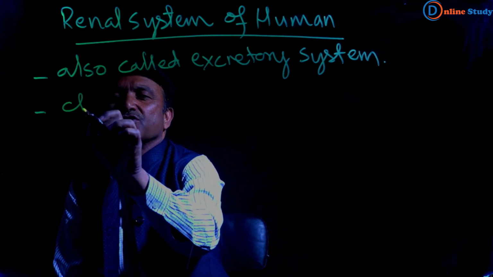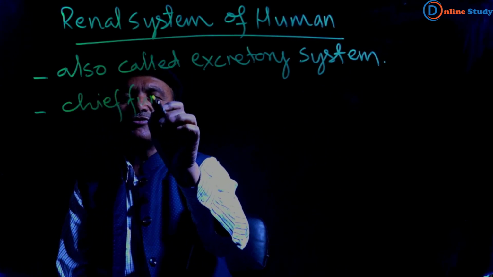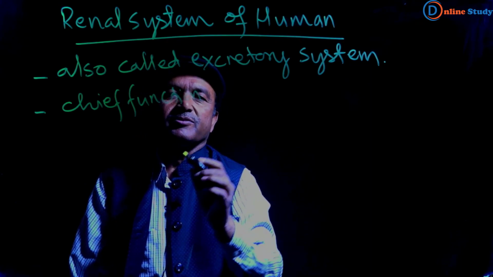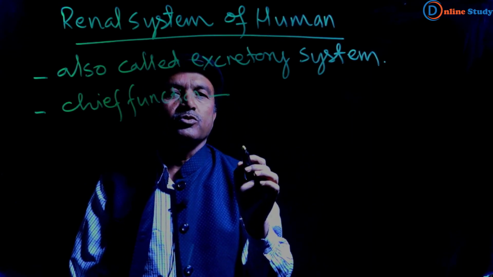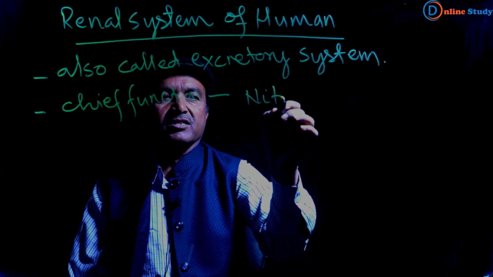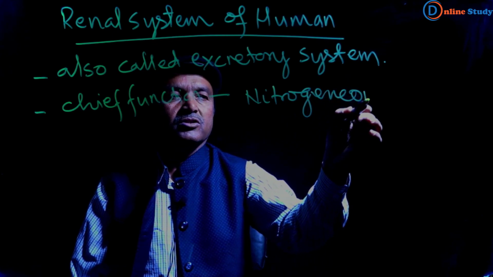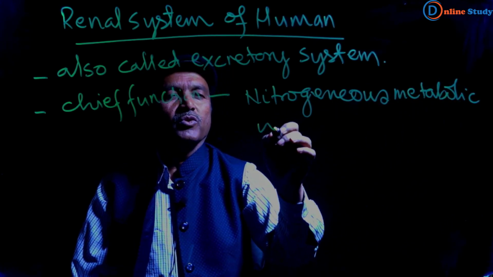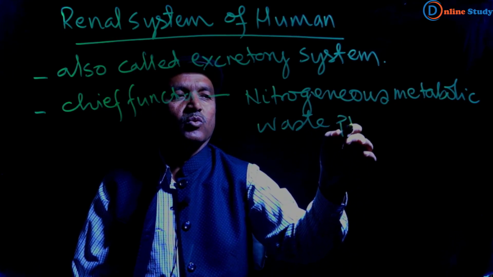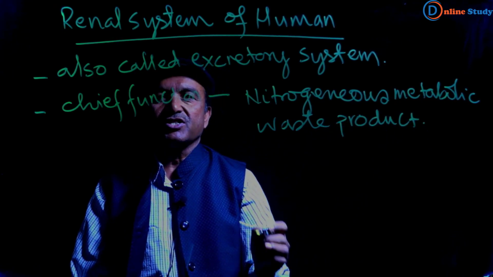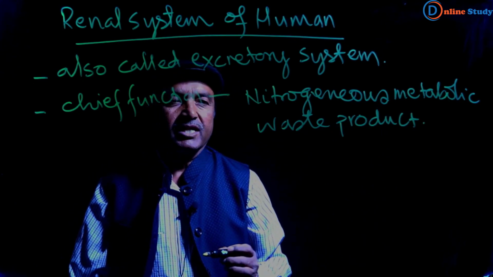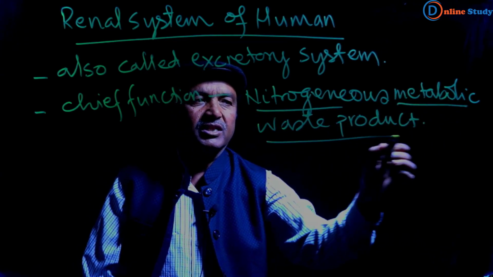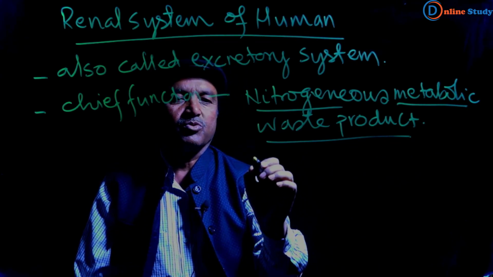Chief function of renal system or excretory system is to excrete or to remove nitrogenous metabolic waste product. This is the chief function of renal system or excretory system of human. There are three types of nitrogenous metabolic waste product.